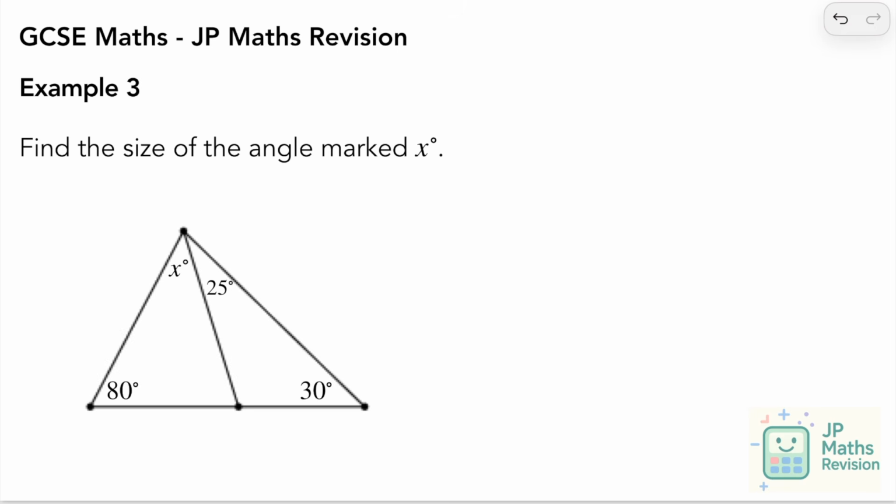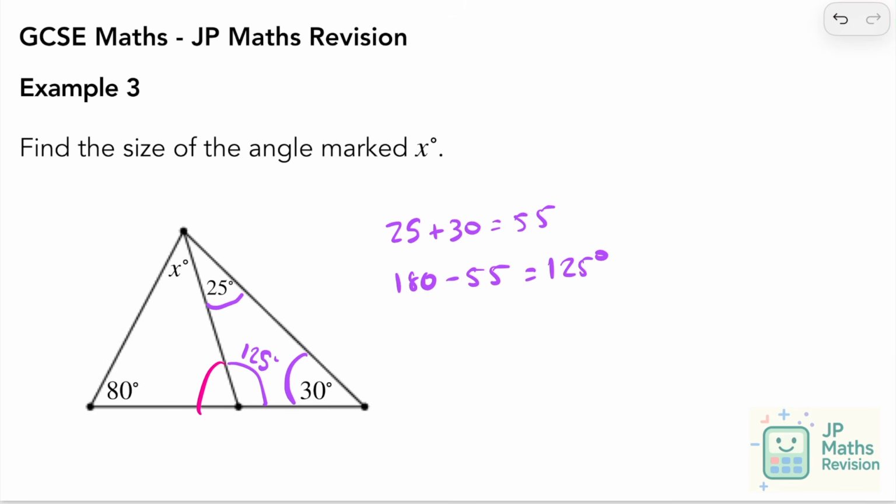Here's another example. So this time we need to find the size of the angle marked x. So there's a few different ways we could do this question. So with this question, the problem is with this triangle here, we only have this angle here. So we need to know what this angle is in order to add them up and subtract them from 180 to get this angle. So to get this angle, what I'm going to do is I'm going to first work out what this angle is. And I know that angles in a triangle add up to 180, so I can do 25 plus 30, which is 55, and then I can do 180 take away 55 to get 125 degrees. So this angle here is 125.